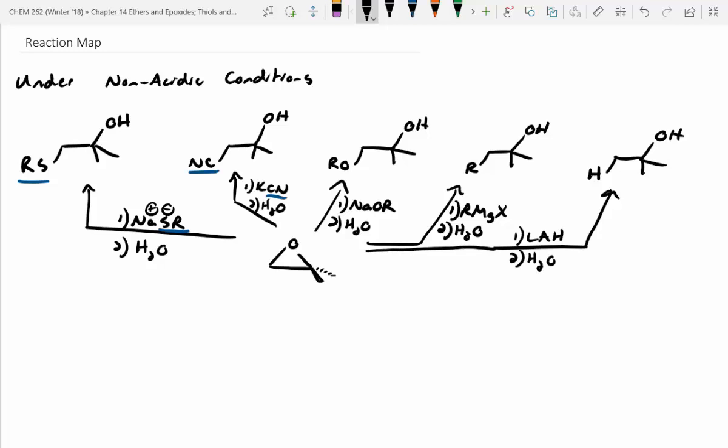So that's why epoxides are so versatile, is we can really quickly change an epoxide into a new functional group. All right, tomorrow when we come in, we'll finish up talking about acidic conditions, but you can imagine it's pretty dang similar, and then we'll do some practice problems and finish up with diols.